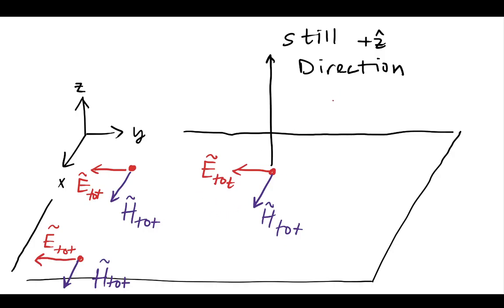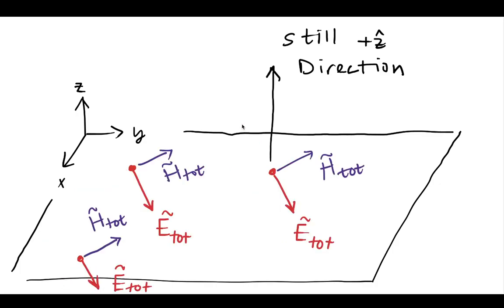We still have the plane wave. It's a uniform plane wave on the XY. It's still traveling in the Z direction. So it doesn't actually matter what direction the E and the H are in. We just know that these are going to be perpendicular to each other, and that the direction of propagation is normal to that plane.